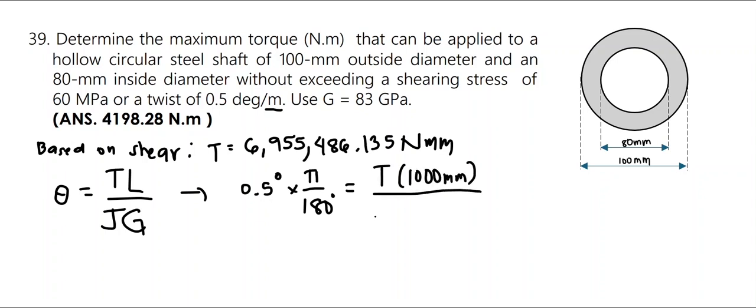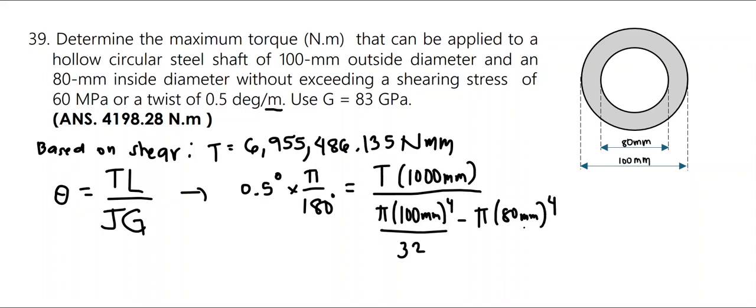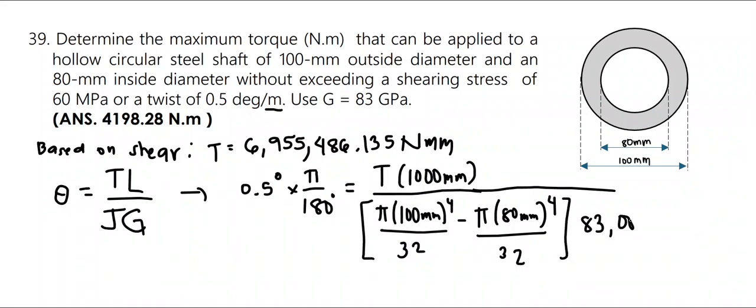Divided by the polar moment of inertia, which is equal to pi times the outer diameter, 100 raised to the 4th power over 32, minus the polar moment of inertia for the inner circle, that is pi times 80 millimeters raised to the 4th power over 32. And then we multiply this by the shear modulus equal to 83 gigapascals or 83,000 megapascals, which is also equal to Newton per millimeter squared.